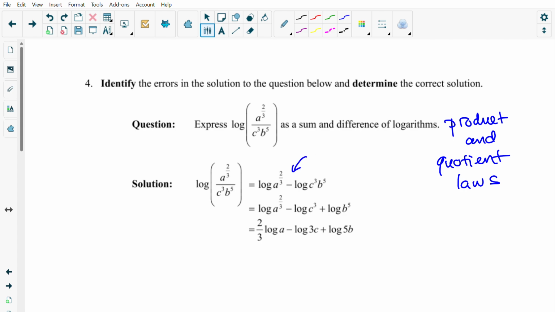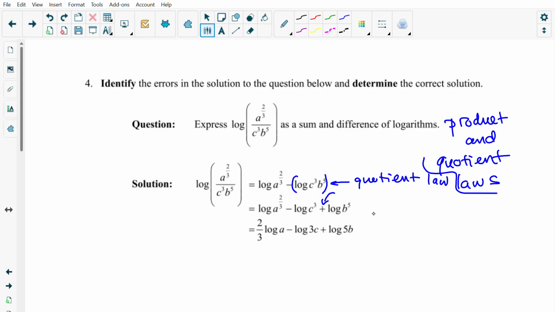Okay. Looks like line 1 is quotient law. This is quotient law. Did we do it properly? Log of a to the 2/3 minus log of c to the 3rd, b to the 3rd. That is correct, folks. Okay. Yeah, here's the problem right here. Is we did not apply, if I throw a set of brackets here, right? This is the problem, right?